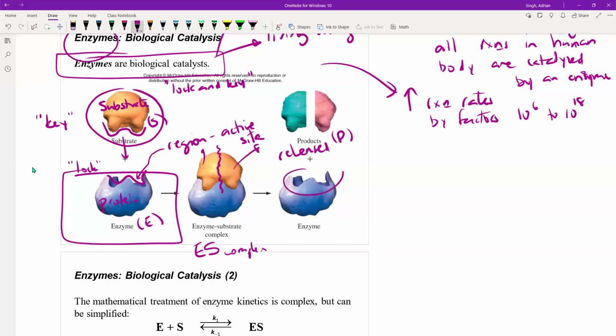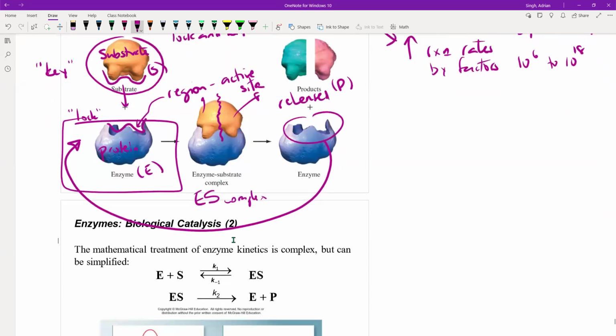Okay, this active site over here is freed up, and this cycle can repeat over and over and over again. In some cases, thousands or millions of times per second. Right, and that's how powerful enzymes are. That's a general description of how enzymes actually work.